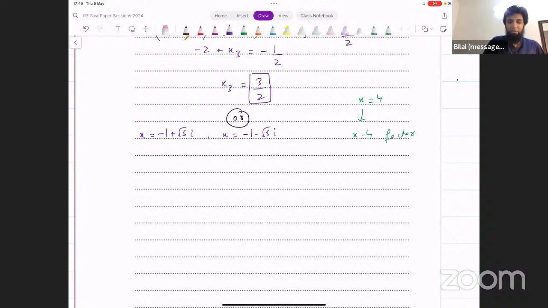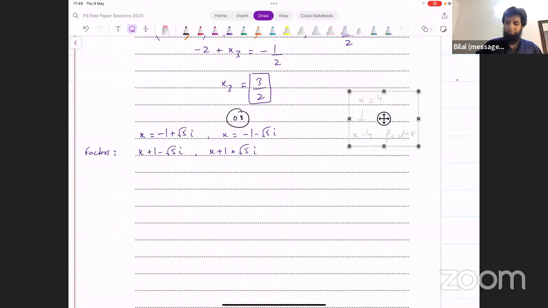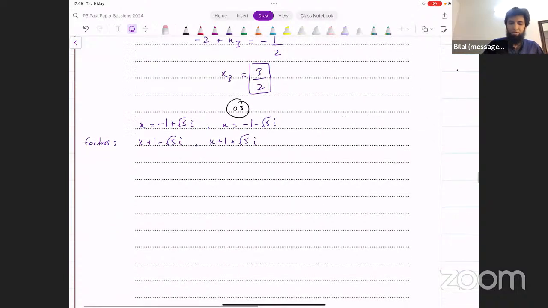Now, in this case, x equals minus 1 plus under root 5 iota is a solution. We can say x plus 1 minus under root 5 iota is going to be one of the factors, and x plus 1 plus under root 5 iota is going to be the other factor. So you've got two factors of that polynomial. Now, using these two linear factors, you find a quadratic factor. How do you do that? You multiply these two factors.